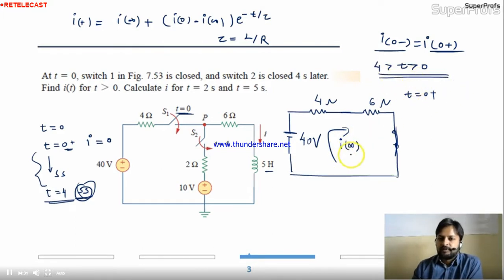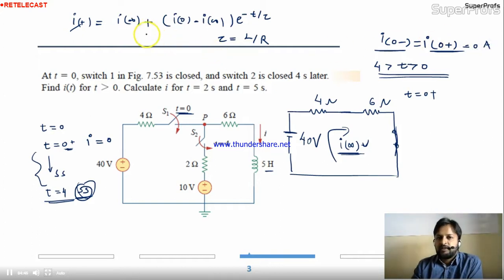I'm calculating I infinity in this region. Why am I calculating I infinity? Because my task is to calculate I(t). For I(t) I need I0 and I infinity. I have I0 already calculated as 0 ampere. Now I need I infinity for this range. So at t equal to 4, I'm taking I infinity, the steady state current. So I infinity is nothing but 40 divided by 10. This is 4 ampere.